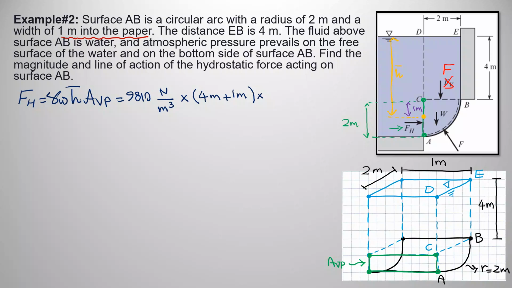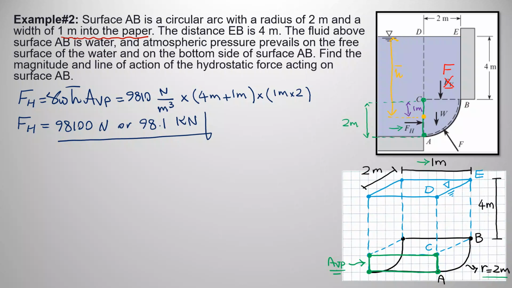So the area of the vertically projected surface is simply this area over here, which is the area of a rectangle, and is equal to 1 times 2. 1 is this number over here, and 2 is the radius of the quadrant over here. Perfect. When you calculate this, your horizontal force would be 98,100 Newton, or 98.1 kilonewton. All right, so this is our horizontal force.